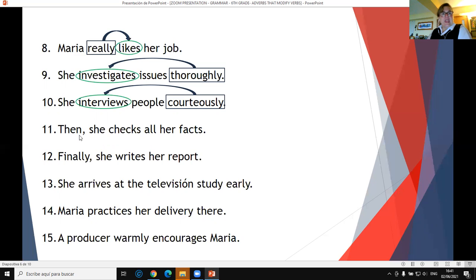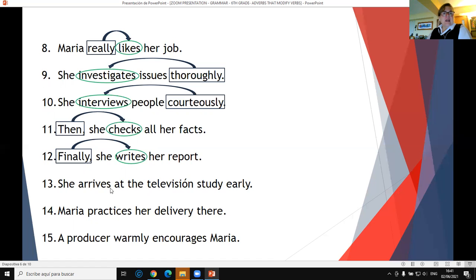Number 11, then she checks all her facts. Then is telling us when, okay, and the verb is checks. So then she checks. Checks is the verb modified by the adverb. Number 12, finally, she writes her report. So this is telling us also when. Finally is the adverb. Writes is the verb being modified by finally.